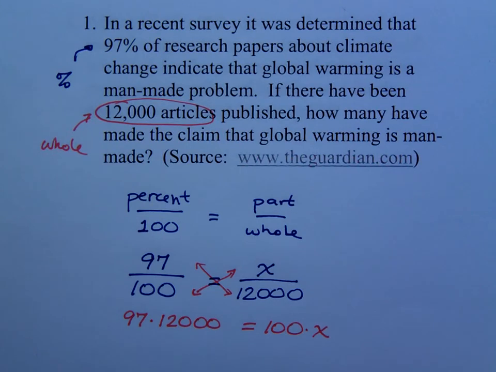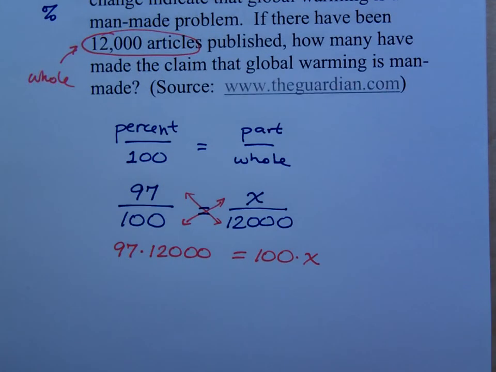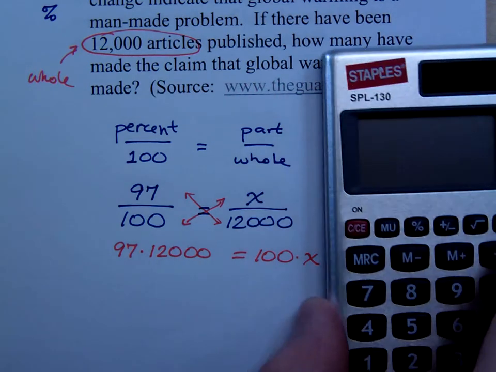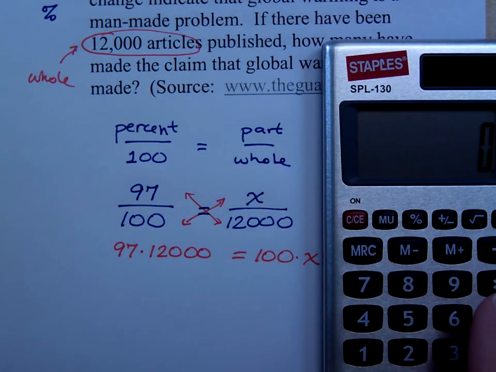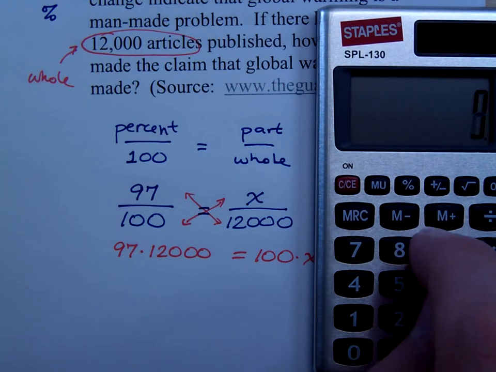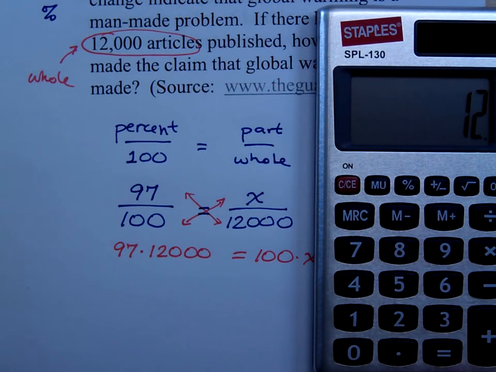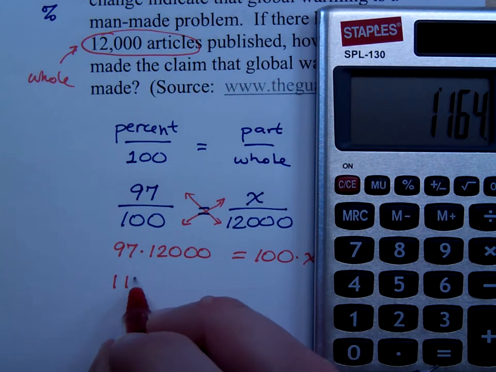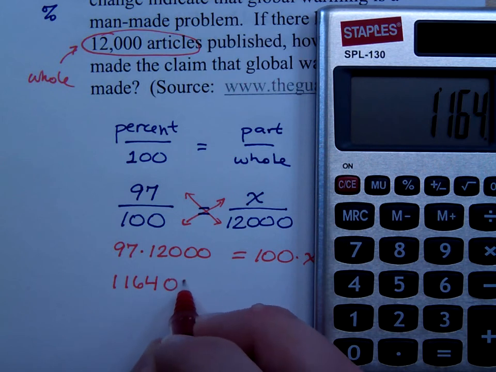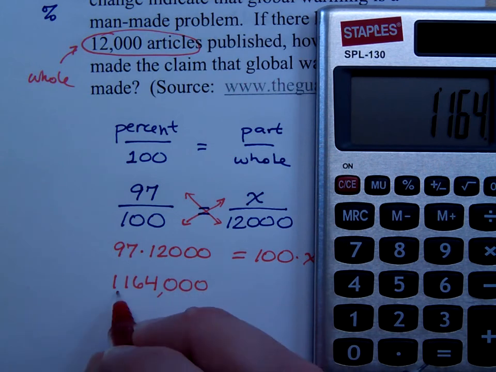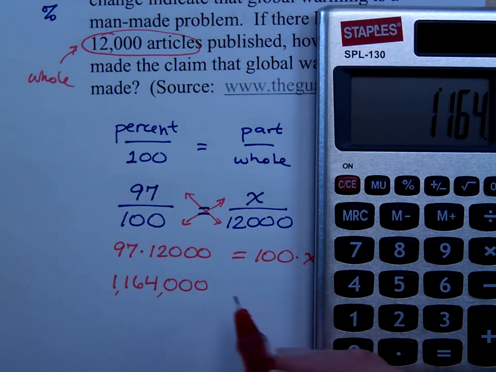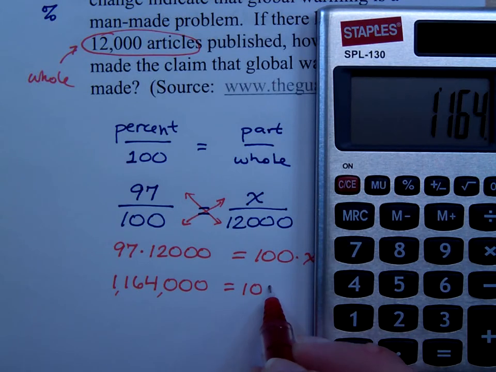All right, so I've got 97 times 12,000 equals 100 times x. So this is where we have calculators, and this is very useful for us. So 97 times 12,000. I'm just going to do 97 times 12. So that's this number, and then I add on the 3 zeros. And that's equal to 100x.